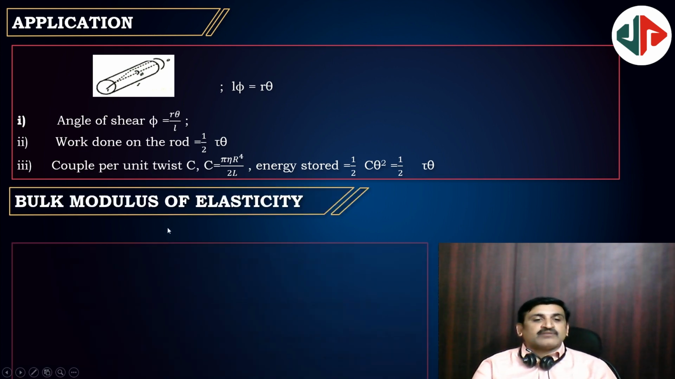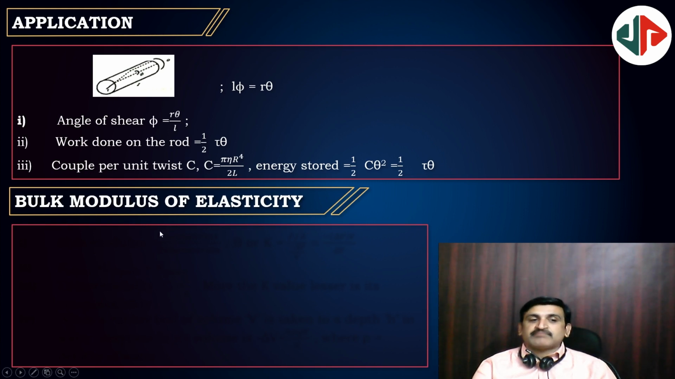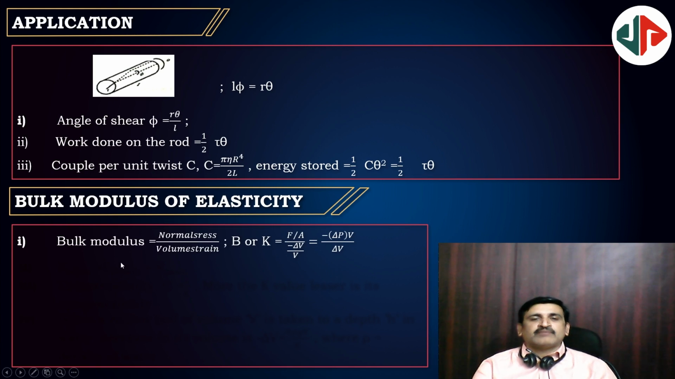So bulk modulus or elasticity. Different moduli we are discussing. Bulk modulus is normal stress by, that means volumetric stress by volumetric strain. Some books contain B, some K. Both are the same. This is always negative. Minus delta P, increased pressure or changed pressure, into volume by change in volume.